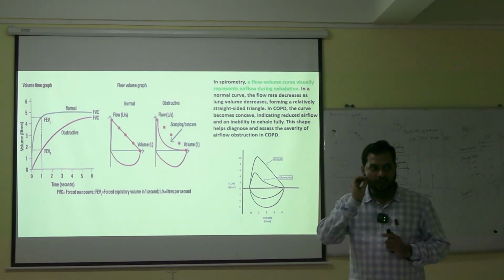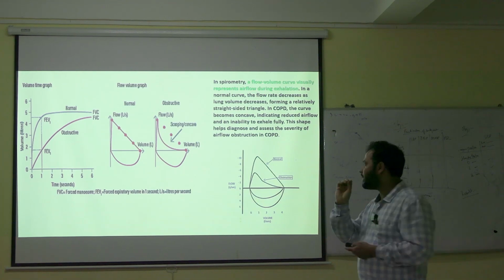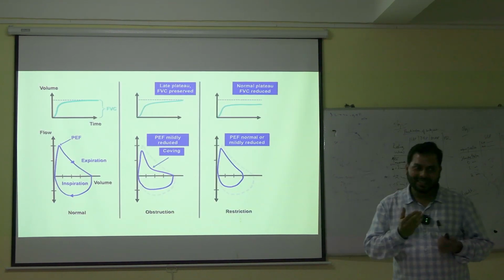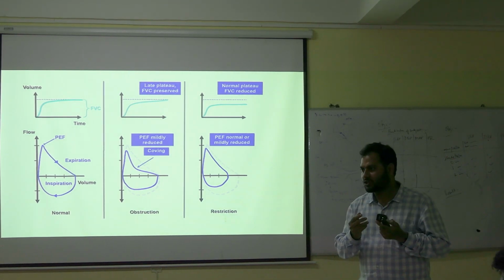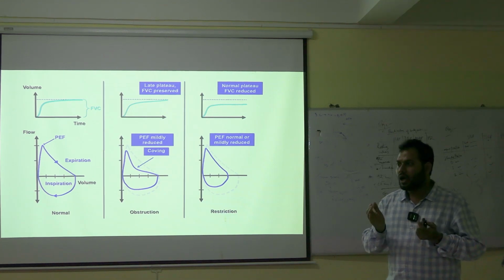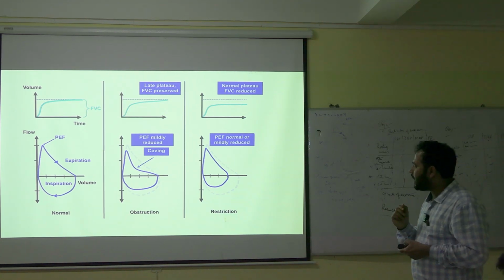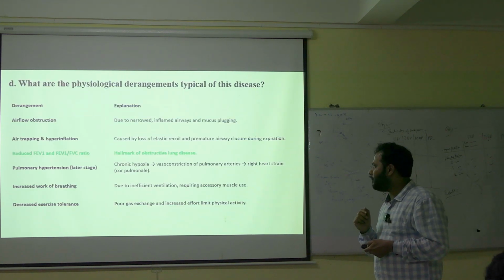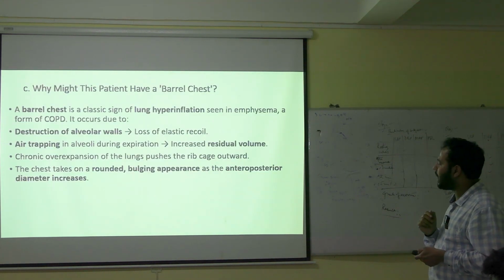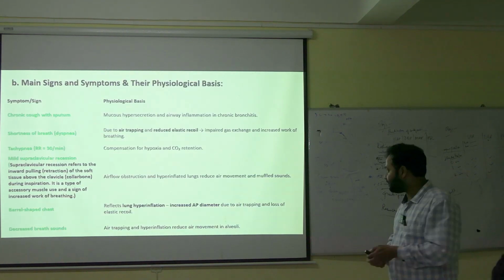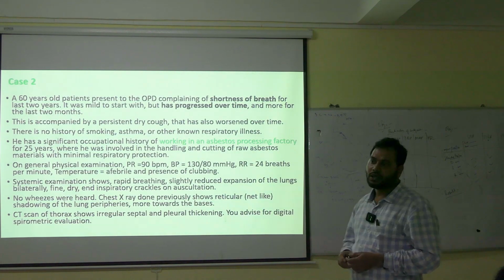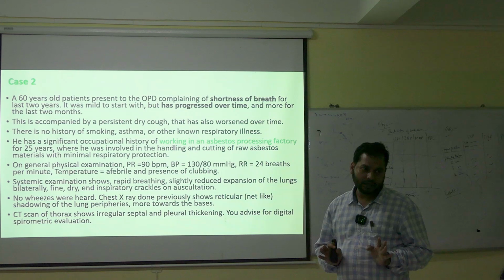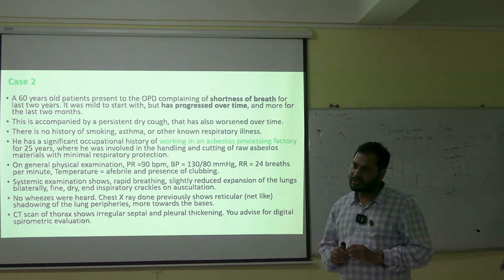One is the ratio, then whether there are any changes in the chest, or mainly the structure of the chest, whether a barrel-shaped chest is present here or not. And at the same time, we can also compare the things with some other physiological, clinical parameters too. Now see, now the first case is clear. If you have any queries regarding the first case, you can ask.